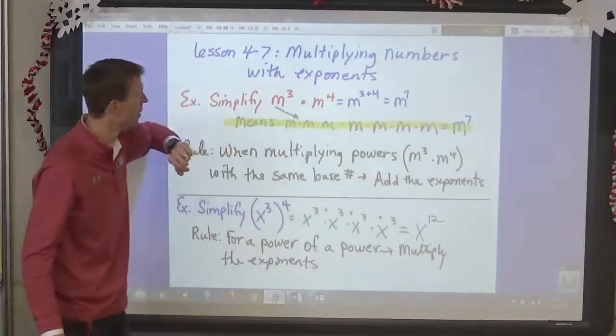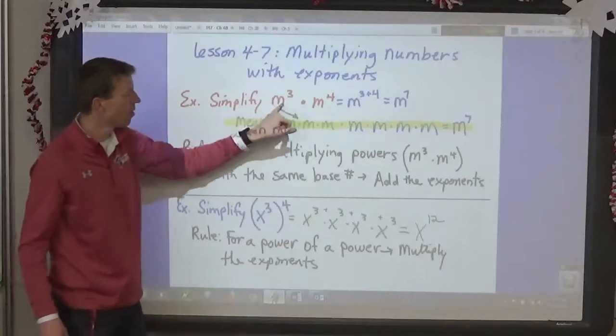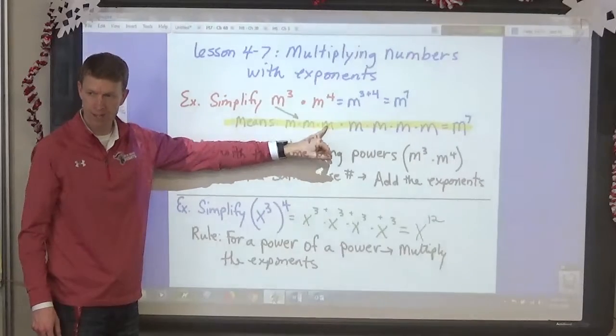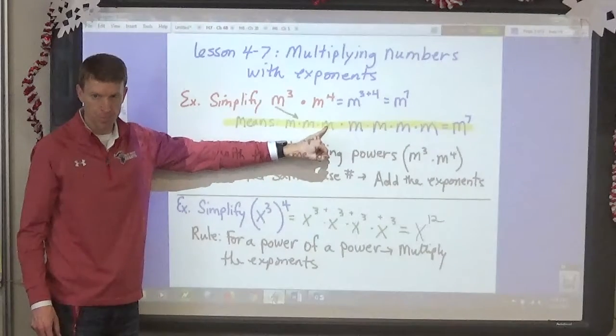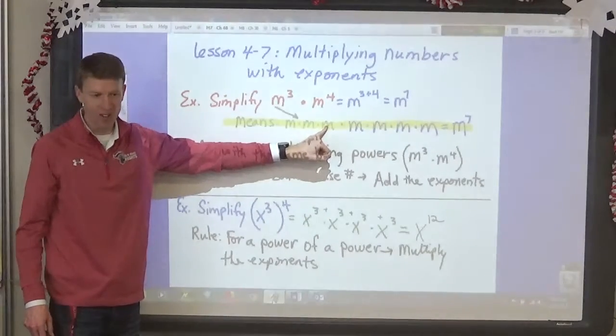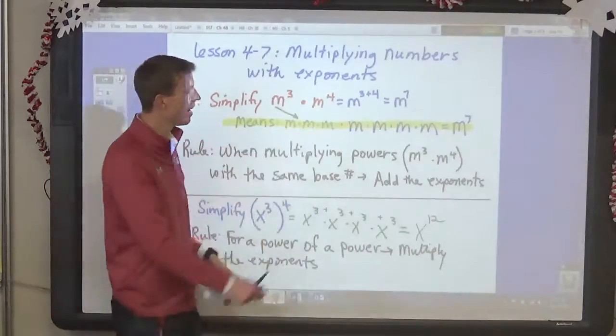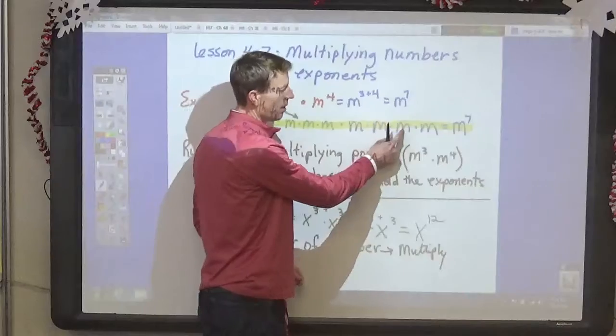Here's why. Because m to the third, we can write in expanded form as m times m times m, right? Yeah. Good. And m to the fourth, we can write as m times m times m times m.